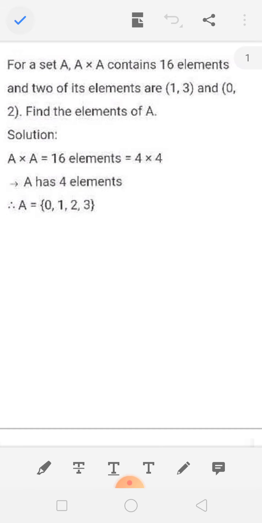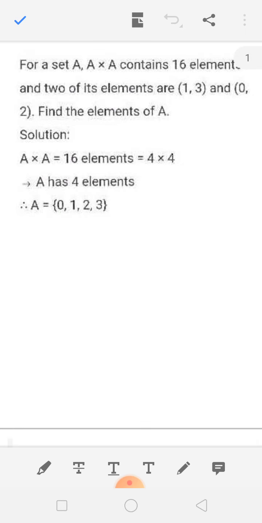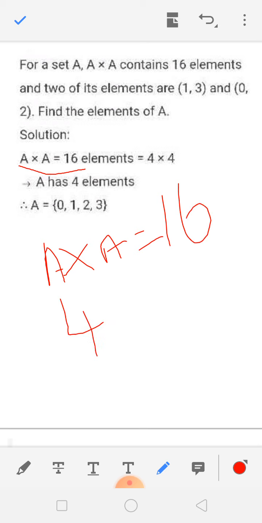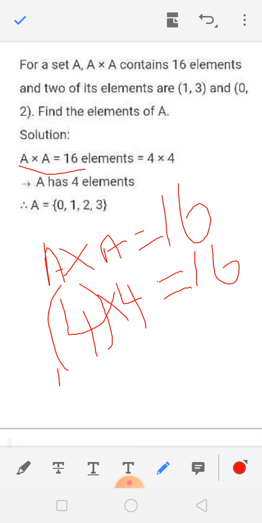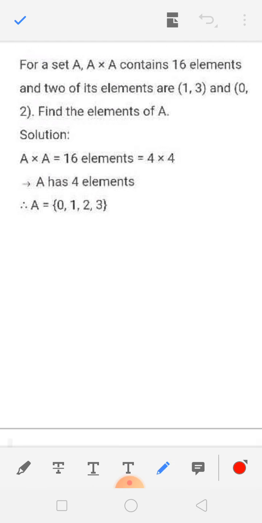So look here, A cross A is equal to 16 elements. What does it mean? 4 cross 4 is equal to 16. So in the A set, we have only 4 elements. So what are the 4 elements? They are mentioning them also. They are mentioning (1, 3) and (0, 2).